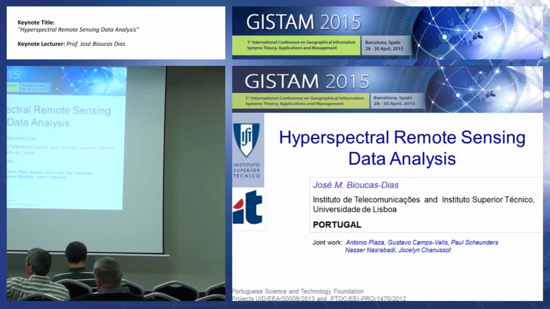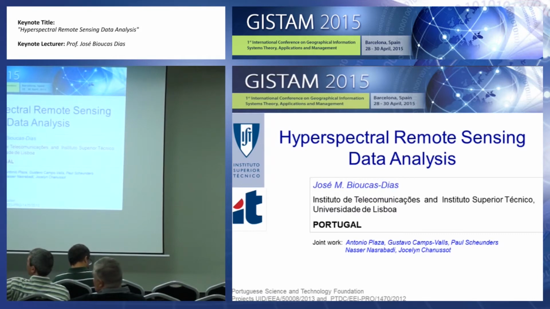Hyperspectral, very shortly, is an extension of the color capacity that most systems, most cameras have. Basically, what we have with hyperspectral is hundreds of colors instead of one color. And with this, the objective is to have fine spectral information about the behavior of the materials that are scattering the light. And the idea is to have a fine identification of the materials and of the objects that we are imaging.